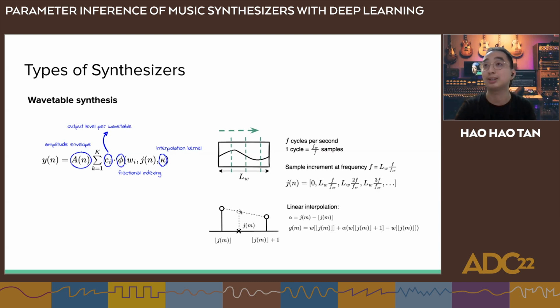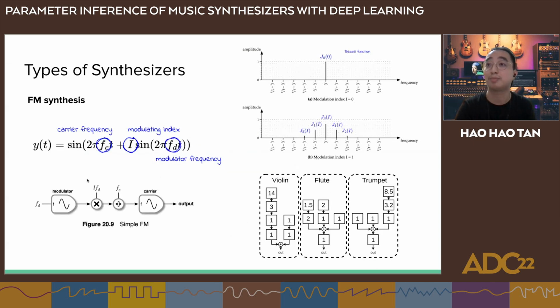So there are also other interpolation kernels like cubic. Of course, we can explore that. The next one, which is one of the popular ones, is also FM synthesis. So for FM, basically within an oscillator, you have two frequencies. One is called a modulator, one is called the carrier. The modulator will output a frequency that will change or modulate the carrier. And the output of the carrier is basically the final output of your sound.